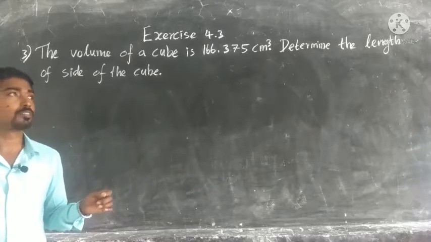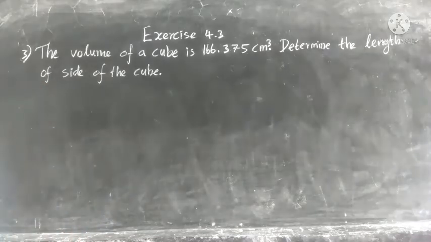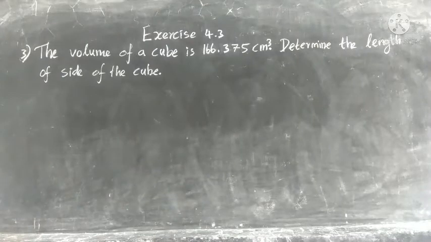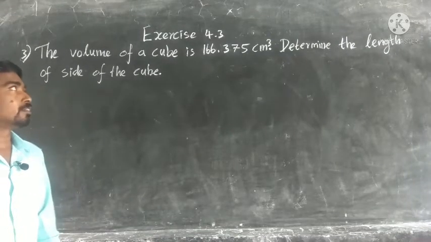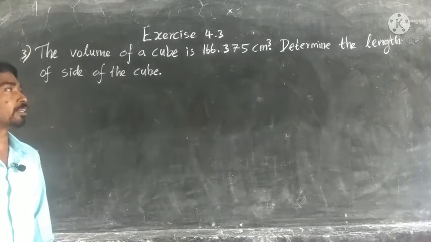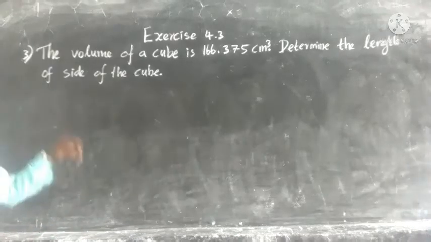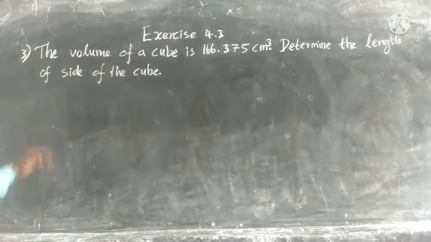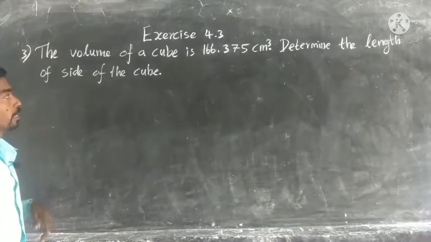Today we are going to learn some problems from exercise 4.3. Question number 3. The volume of a cube is 166.375 cubic centimeter. Determine the length of side of the cube. We are going to find the length of the cube. The length of side of the cube be L.